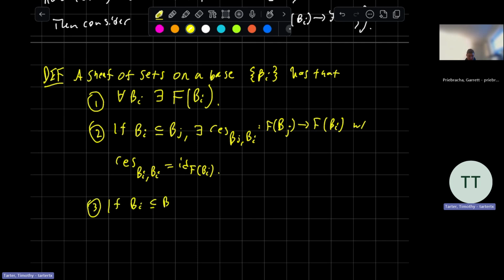If B_i is contained in B_j is contained in B_k, then res B_k to B_i is equal to res B_j B_i composed with res B_k B_j. This is all a pre-sheaf on a base.